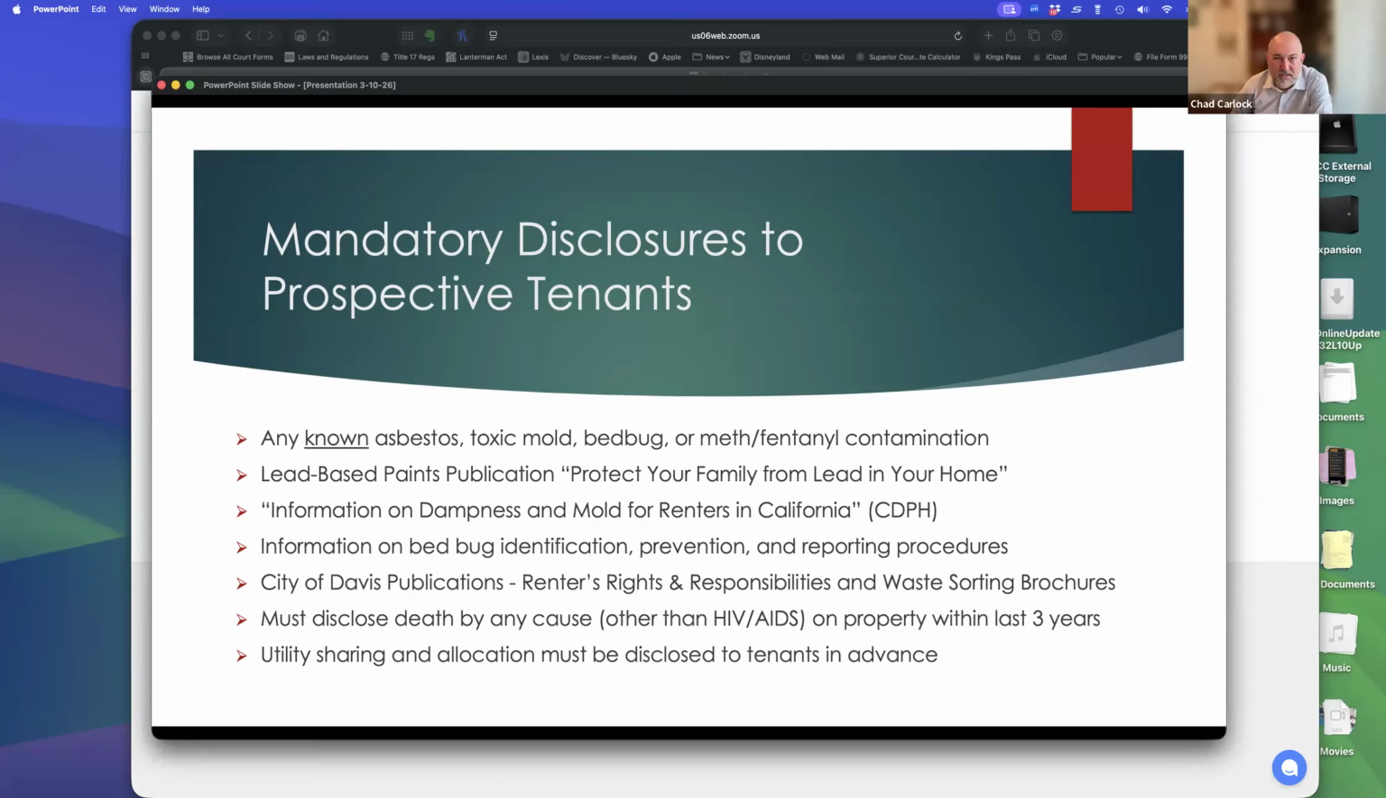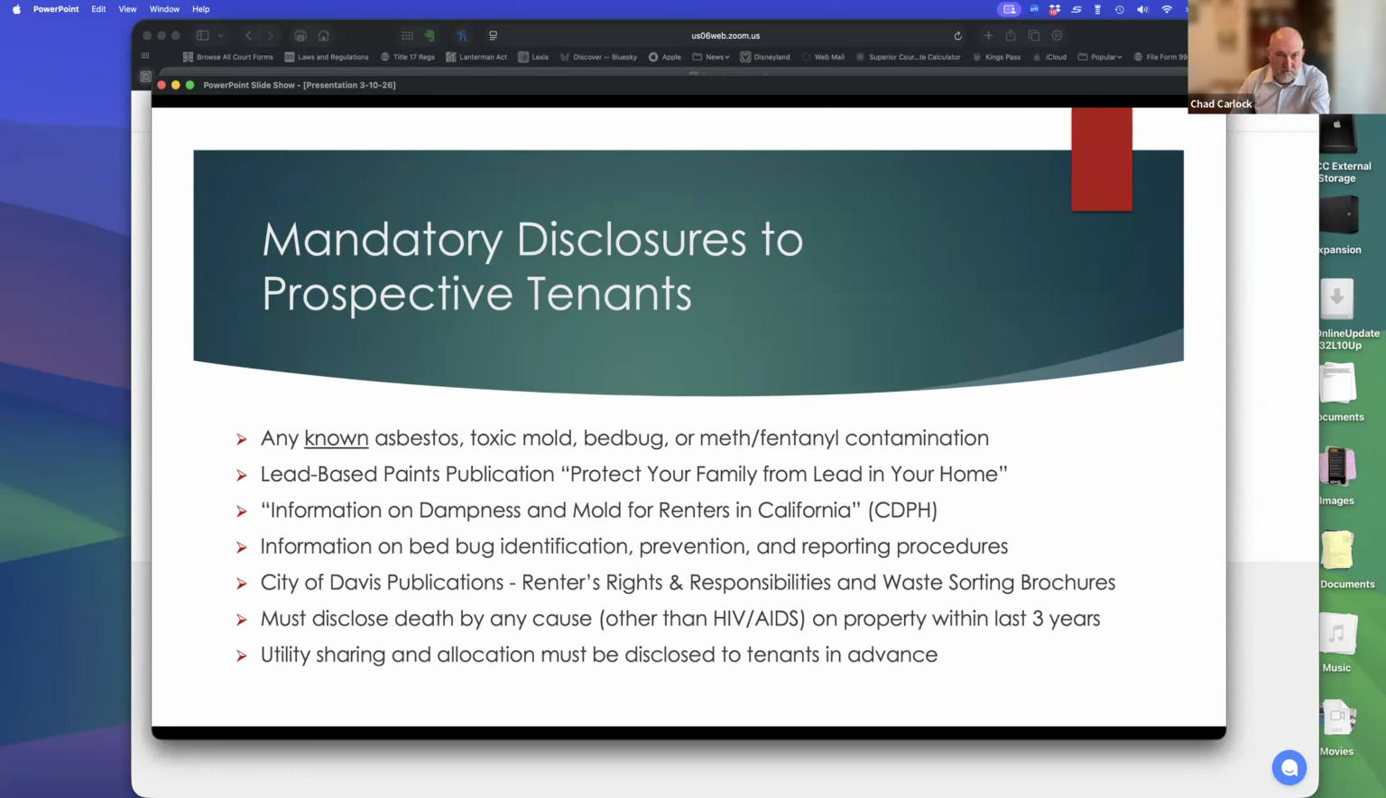There are PDFs of all of these available out there on the internet, and I believe most of these are on the City of Davis Rental Resources website, so that's a good place to start to get all of these. Some of them haven't been updated in a while, but they're still out there. And you're required by law to provide these to your tenants. Information on dampness and mold centers in California. That's a publication by the California Department of Public Health. That's what that acronym is. Information on bed bug identification, prevention, and reporting procedures.